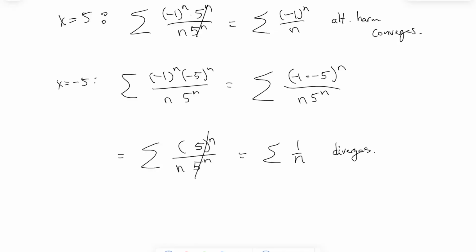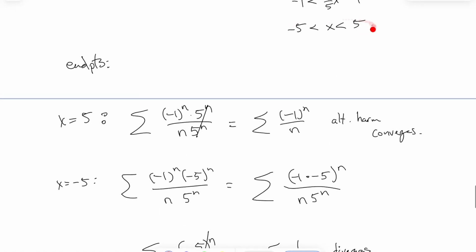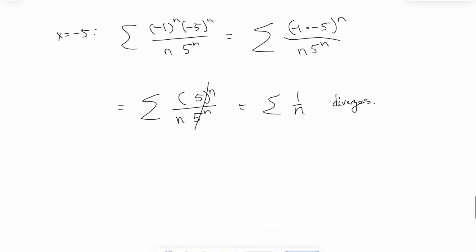All right. So my final answer then is this interval, but it converges on the left side. So I include the left endpoint. So the interval of convergence is closed bracket at negative 5, open at positive 5. I hope that's what everybody got eventually.